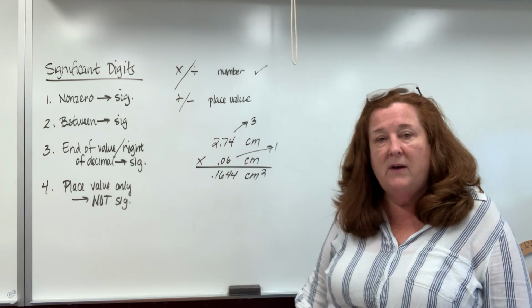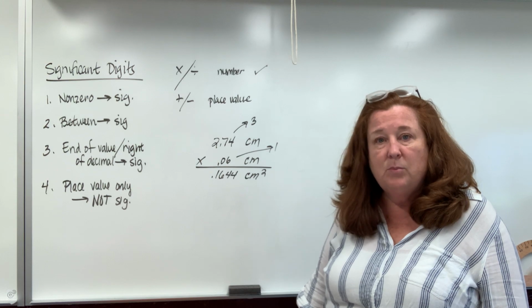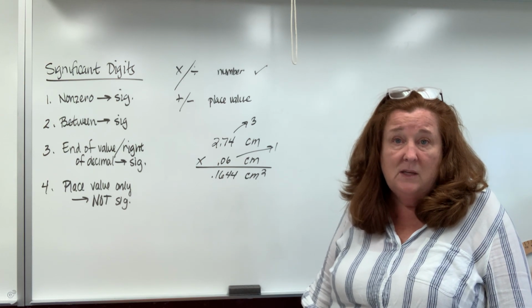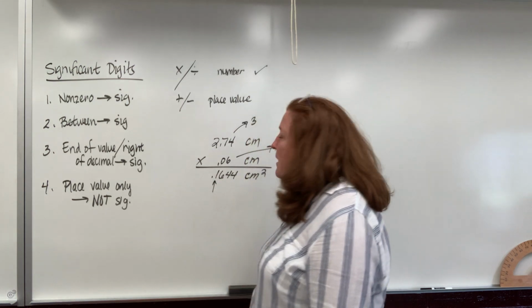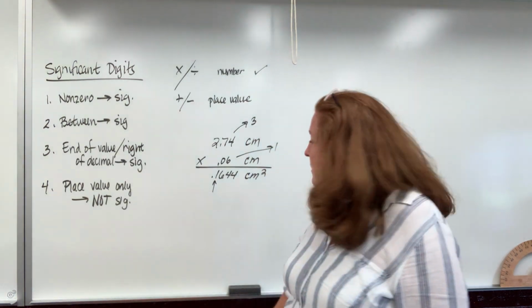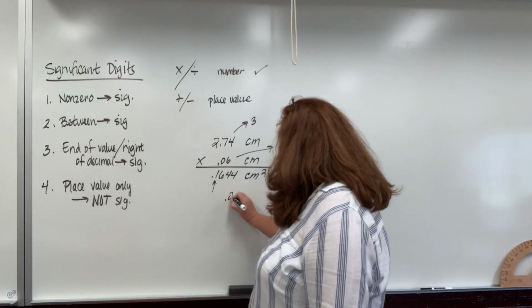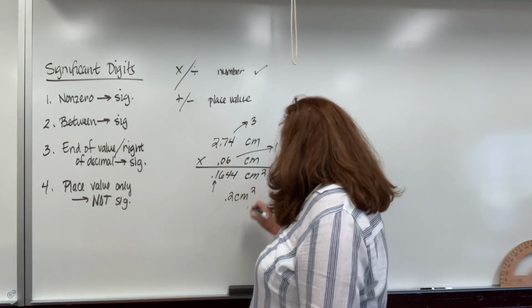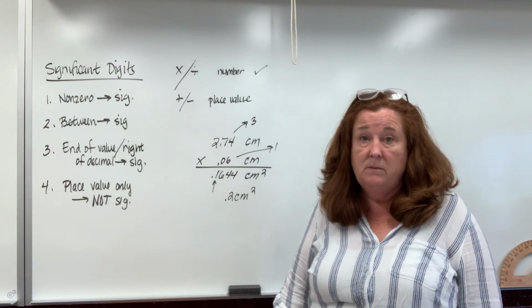When you multiply and divide, your answer can have only the number of significant digits as the least precise. And so the least precise only has 1. That means that I can keep something in the 10ths place. So I look right next door, the 6 will change the 1. So the correct answer is 0.2 centimeters squared. And that's how you do multiplication and division.